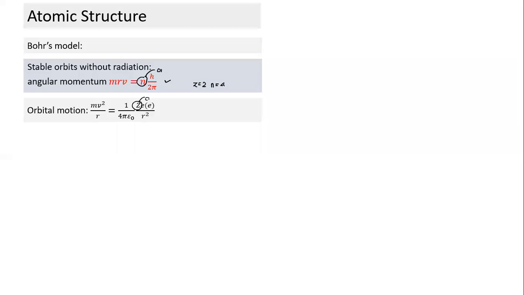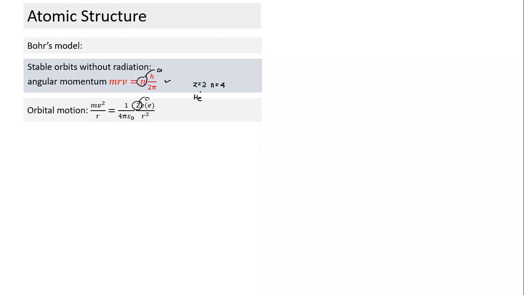What does Z is equal to 2 and n is equal to 4 mean? Jaideep, can you tell me, if I write Z is equal to 2 and n is equal to 4, what does this imply? It's the fourth orbit and the atom consists of 2 protons. 2 protons. Perfect. So this is the thing. It will give you the fourth orbit of which one?